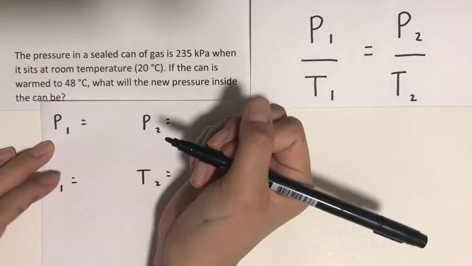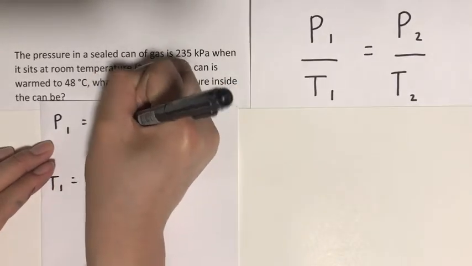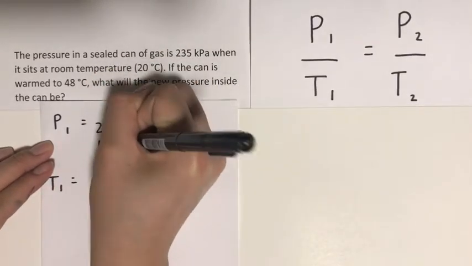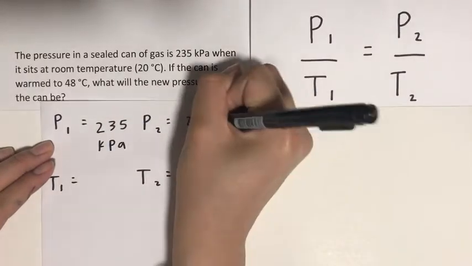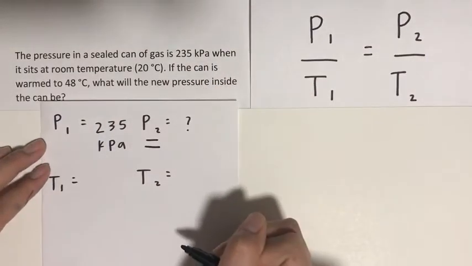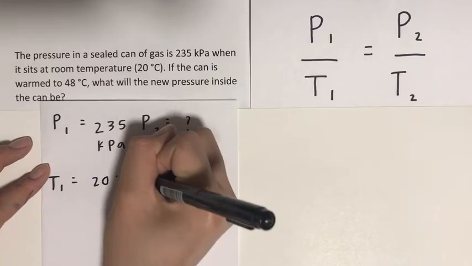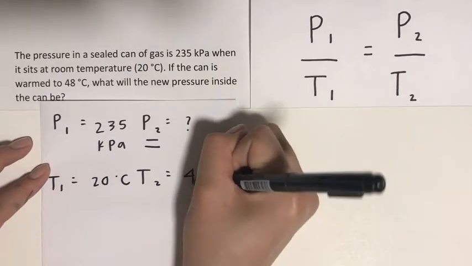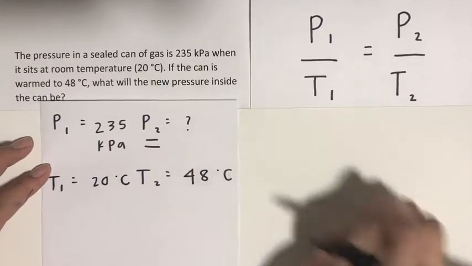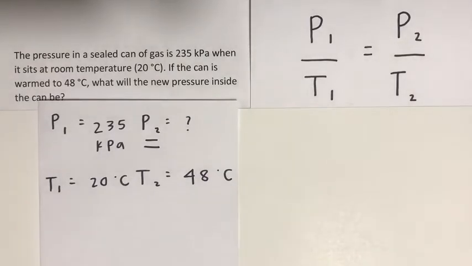Pressure 1 equals 235 kilopascals. Pressure 2 is what we'll be solving in this problem. Temperature 1 equals 20 degrees Celsius, and temperature 2 equals 48 degrees Celsius. For this problem, it looks like we'll be needing to find the pressure that changed over time with the given initial pressure, temperature, and temperature change.